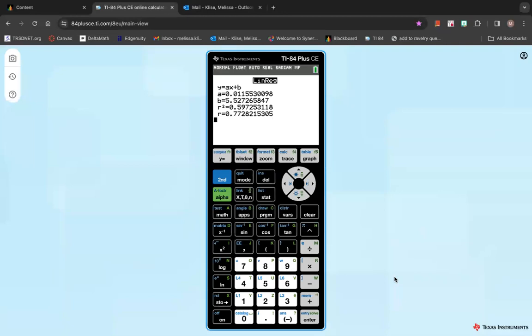Okay. So now I go back to stat, and I go stat, over to calc, and down to LinReg, AX plus B. Enter, enter, enter, enter, enter. Calculate. Bam. It'll be there.